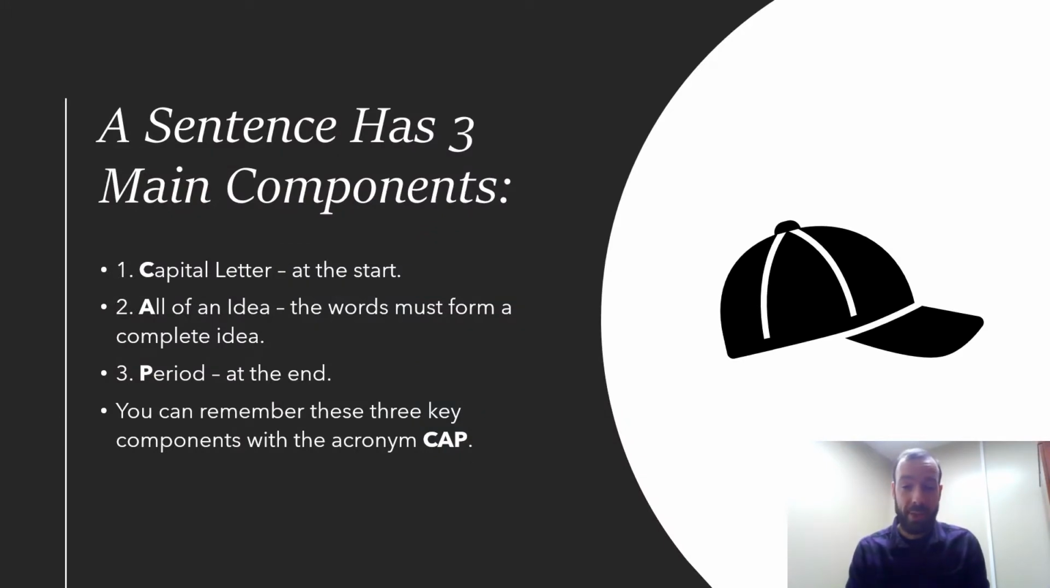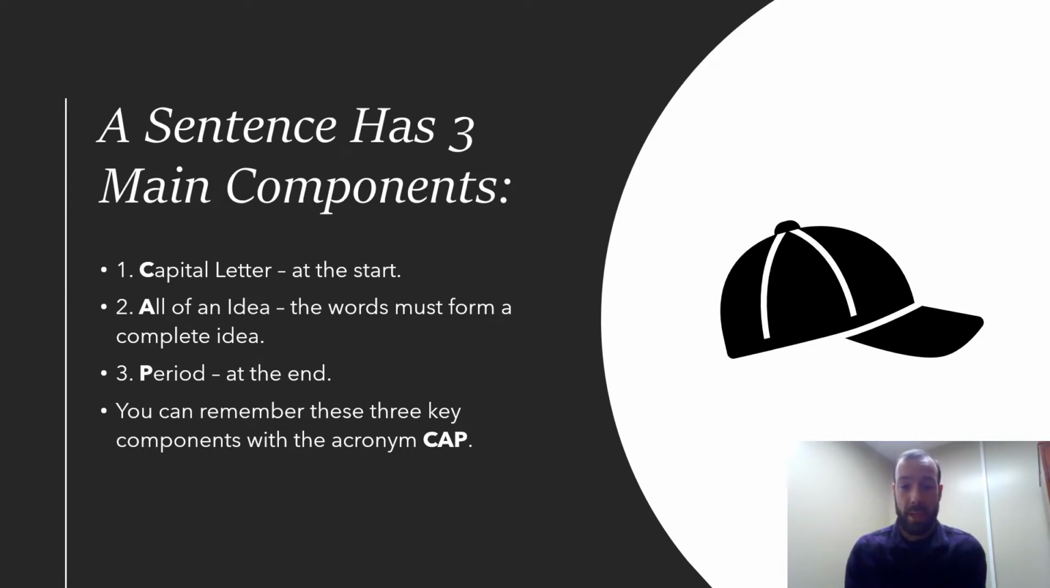So to figure out if we have a sentence or not, we need to be looking for three main components. And I like to use the acronym CAP, like a hat, a baseball cap, to remember these three parts, because those three letters, CAP, spell out the three main parts that we need to see in every sentence. And they help us remember the order of things as well.